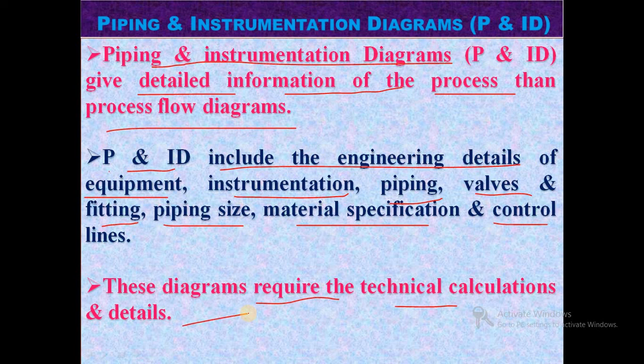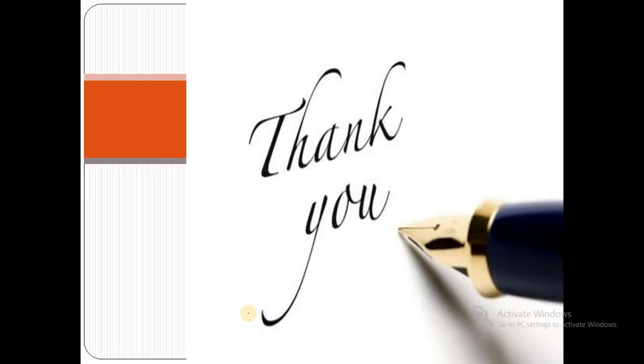Piping and instrumentation diagrams consist of overall details about the process, including the engineering details of the equipment, instrumentation, piping, valves, fitting connections, the size of the piping, material specification and control lines. But it requires technical calculations and details of the material. So this is about the types of flow diagrams. Thank you all for listening to this video.